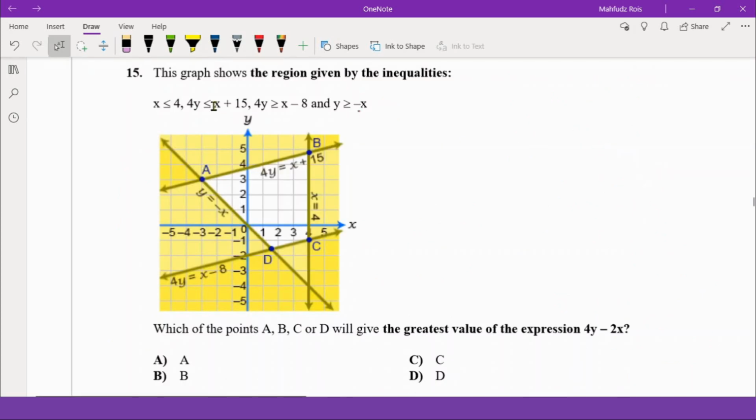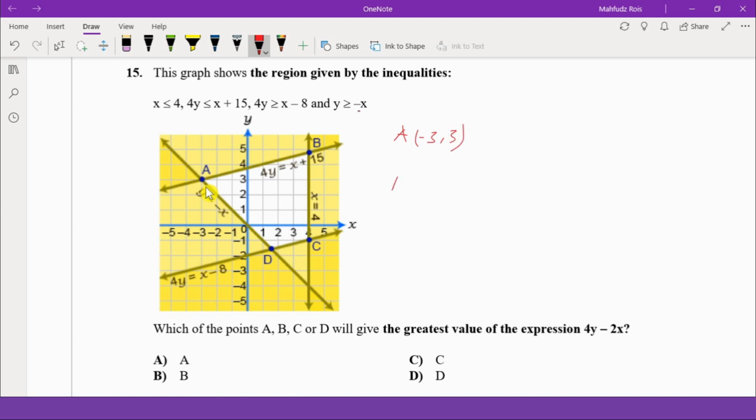Number 15, it's just like number 14, so we can solve it easily. We need to find the greatest value for the expression y minus 2x from these points A, B, C, D. Of course, these points are the intersection of those lines in this graph here, right? And we can find it easily for point A. Point A, it's minus 3, comma 3, right?